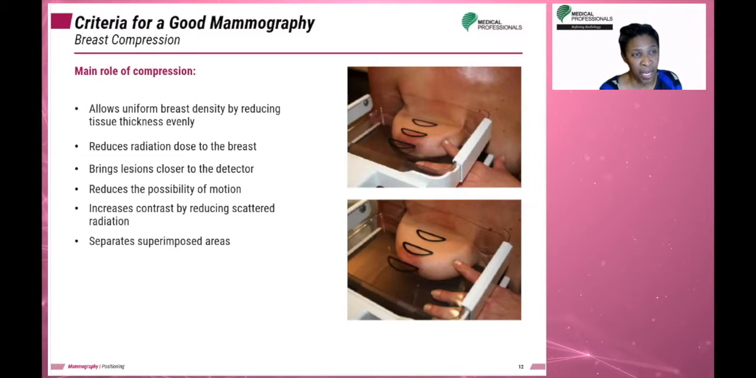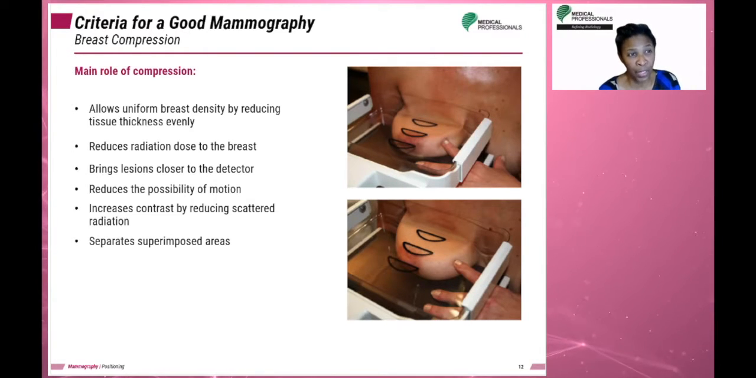So the main reason for the breast compression is the fact that when the breast lays on the detector, it's going to be an uneven density. So you want to have a uniform density for the radiation to go through. But there are other reasons. It actually will compress the breast so there's a narrow area that the radiation has to travel through. This is also going to reduce the radiation dose to the breast.